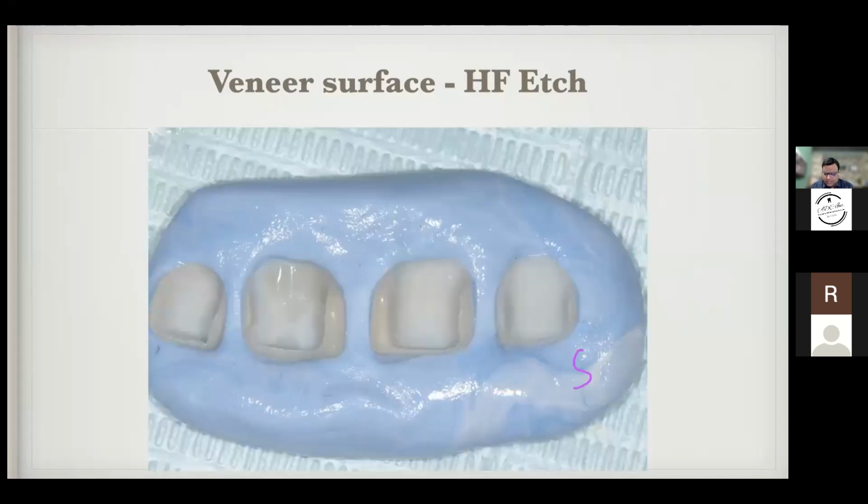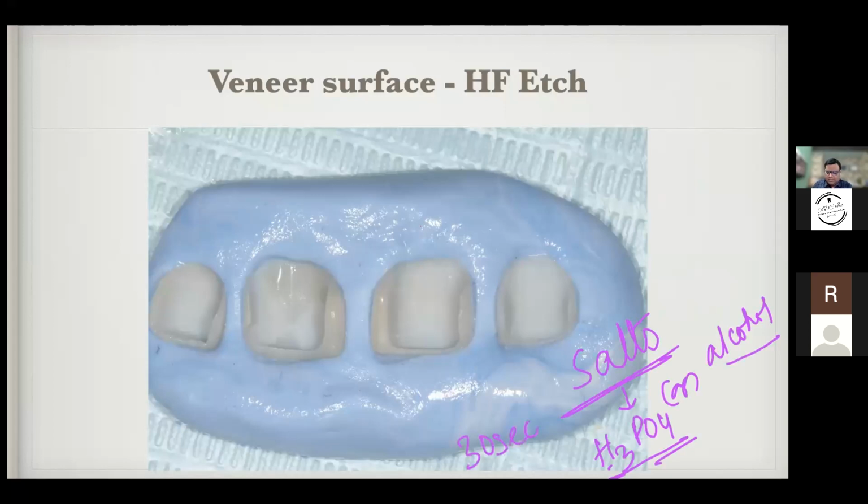Now, there are also salts present because of what you've done with the etch. There are some salts present, and these need to be removed before you put your silane. To remove this, you will use phosphoric acid or alcohol. Since not everyone will have alcohol in the clinic, phosphoric acid is the same etch that you use to etch the teeth. Use it for 30 seconds inside the veneer surface, 30 seconds to a minute, and all those salts that are generated will go away.